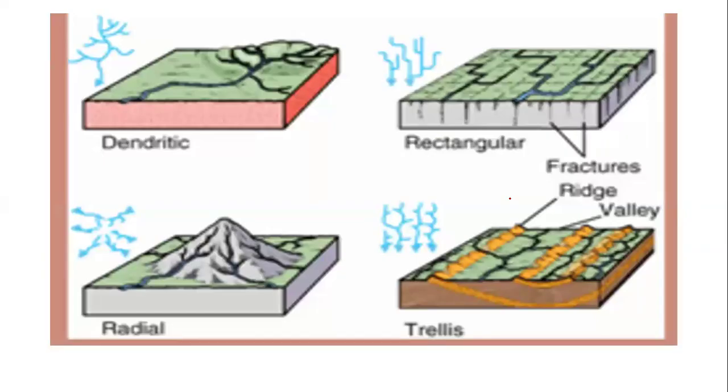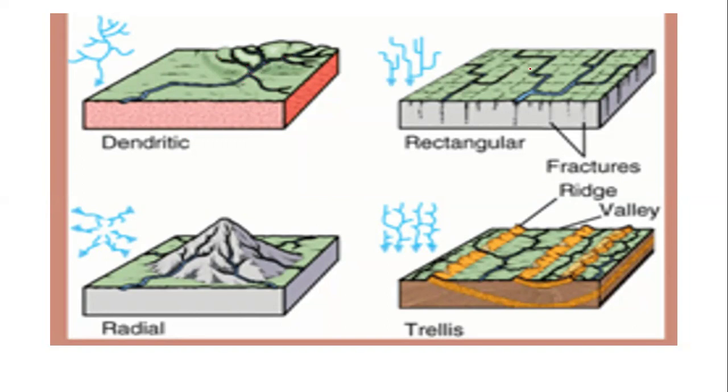Now there are different types of drainage basins. These drainage basins form different patterns. Number one pattern is known as dendritic pattern. Dendritic pattern is formed when the tributaries of the rivers join the main river like branches of a tree. The pattern formed is known as dendritic pattern.